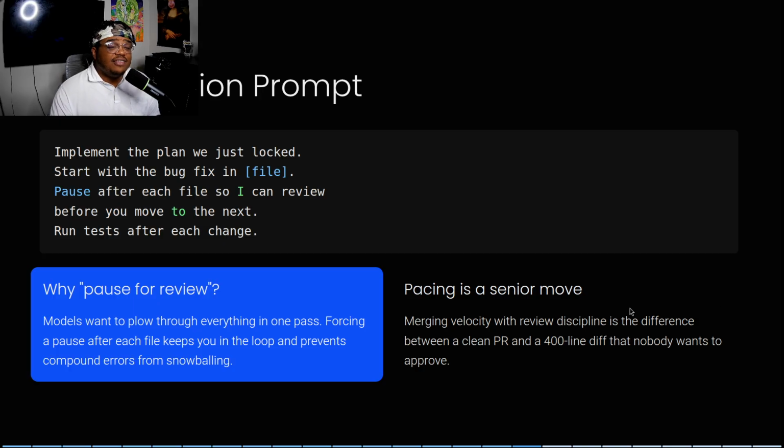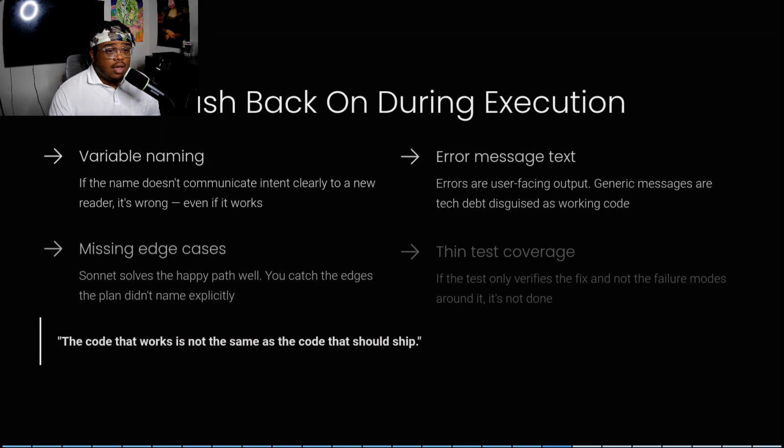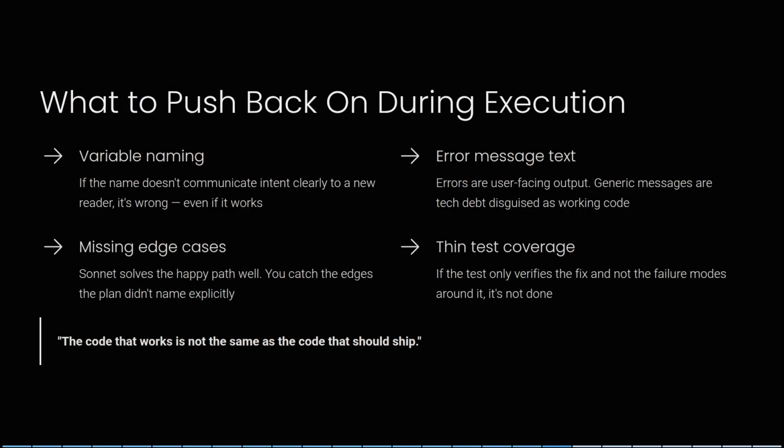Pacing is a senior developer move. Merging velocity with review discipline is the difference between a clean pull request or merge and a 400 line diff that nobody wants to approve when you're working as a team. And who knows how you will be doing QA, QC at your team or in your environment. You may be working by yourself. Great. Then you can move faster. But if you're working with a team, you need to try to figure this out quickly.